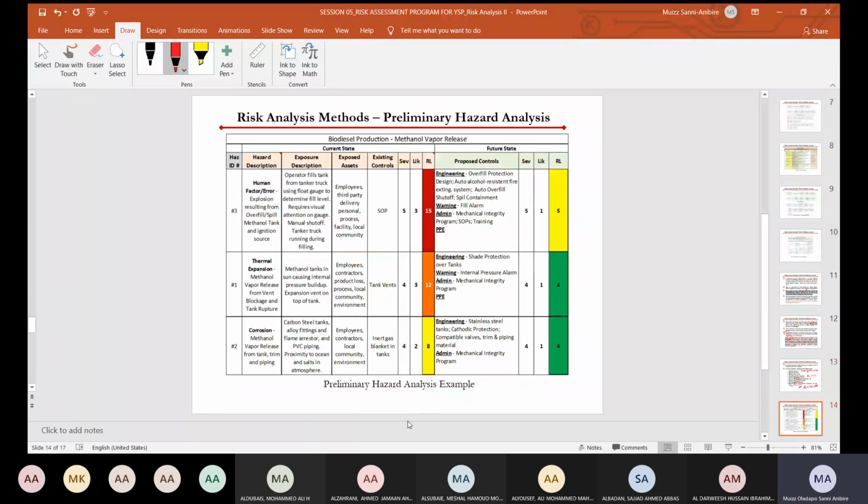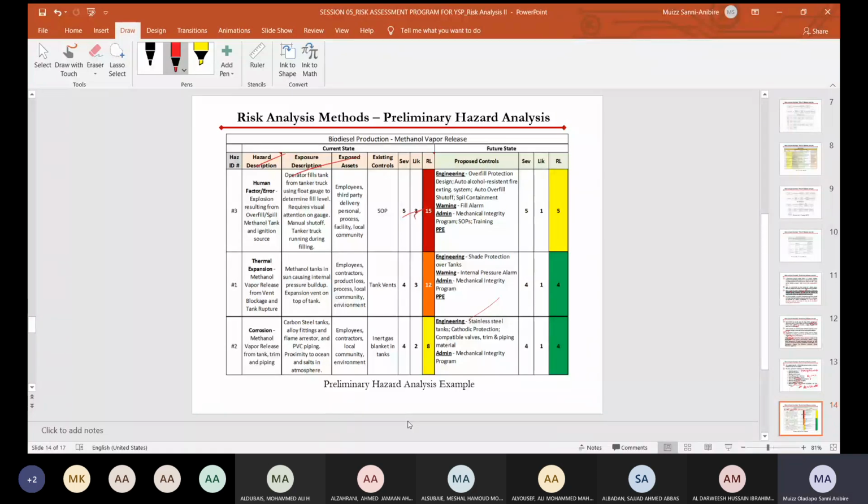So this is a template here, very similar to a preliminary hazard analysis. Apart from the IDs, you have the hazard description. After that, you have the exposure description: how can people get exposed to these hazards? Next, the exposed assets, that is, property that might be exposed to these hazards. Here, with existing controls, the severity is 5 and the likelihood is 3. This gives us 15.